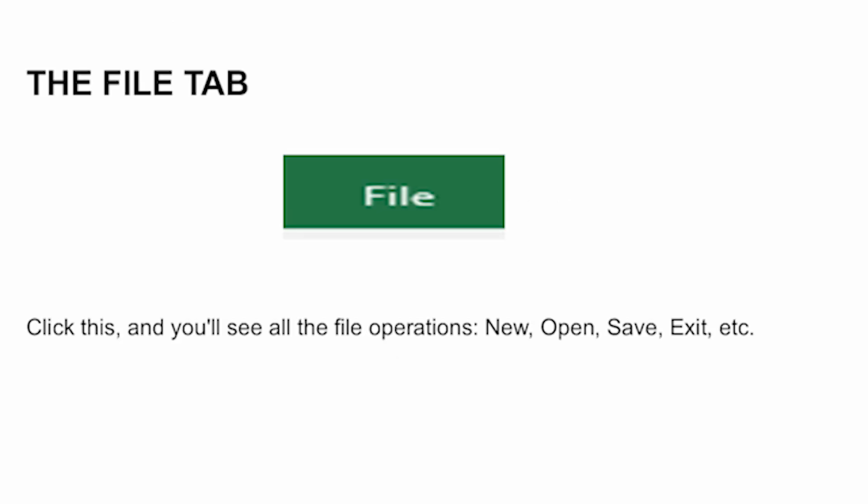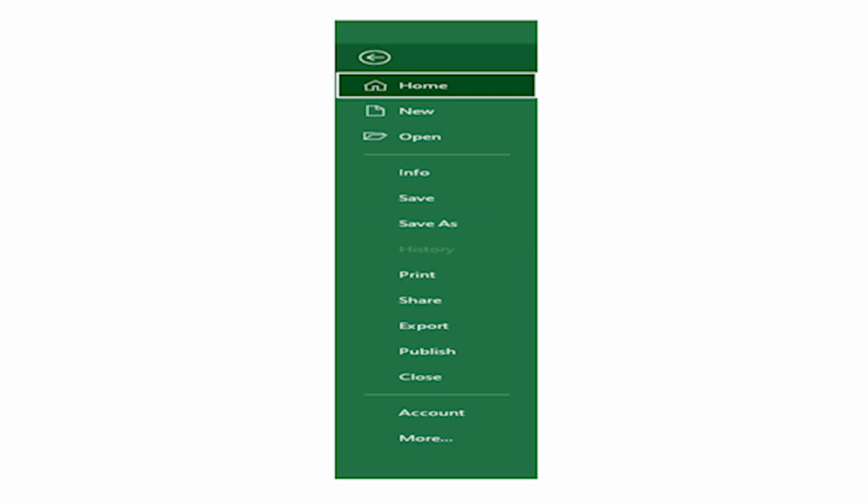The File tab. In the top left of the ribbon in Excel there's a file. This one. Click this, and you'll see all the file operations: new, open, save, exit, etc.